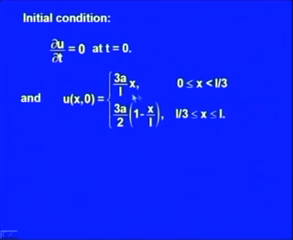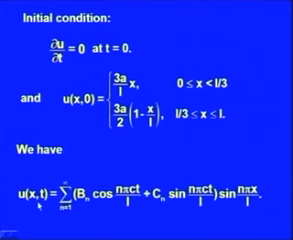We have found the equations of the two sides of the triangle, that is OC and CA. This is OC. So, u(x,0) equal to 3a by L into x when 0 is less than or equal to x and x is less than L by 3, and it is 3a by 2 into 1 minus x by L when L by 3 is less than or equal to x and x is less than or equal to L.